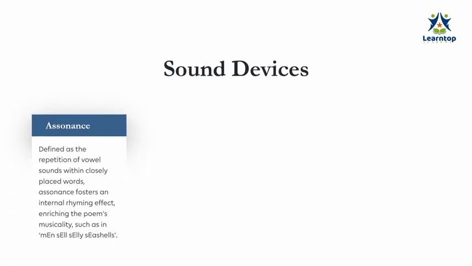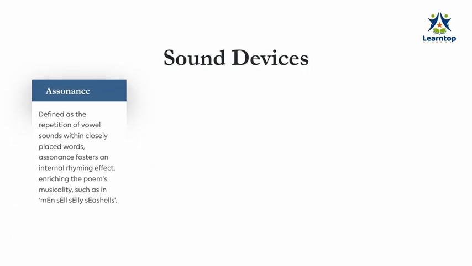Sound devices are crucial in shaping the auditory experience of poetry. It creates layers of meaning through sound patterns. The first one is assonance, which is defined as the repetition of vowels which are closely placed next to each other. For example, men, sell, selly, seashells. So if you notice here, all the vowels e are closely linked and positioned in one sentence.